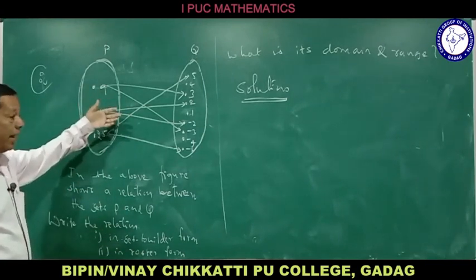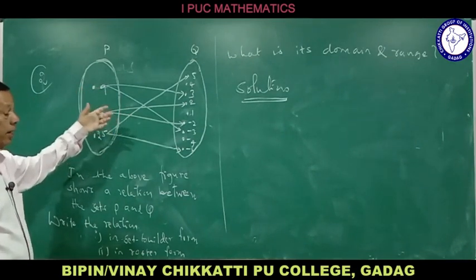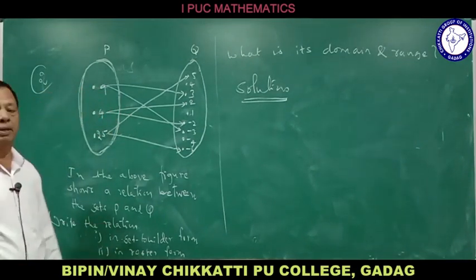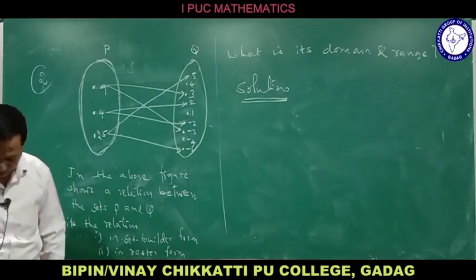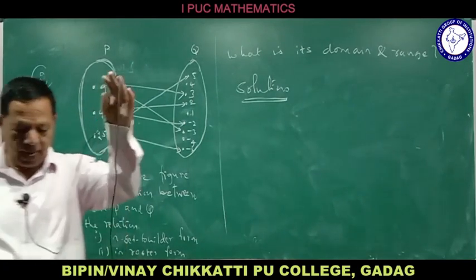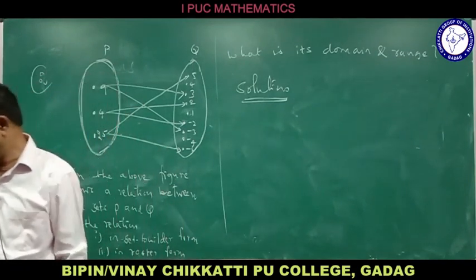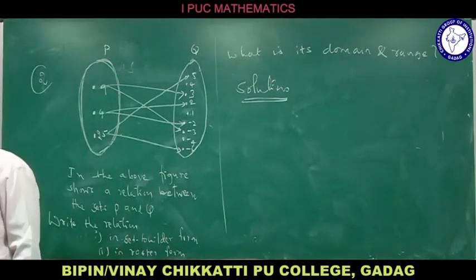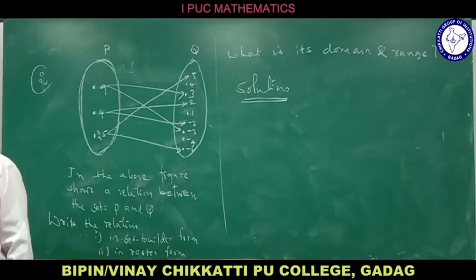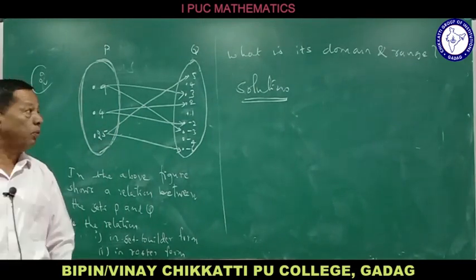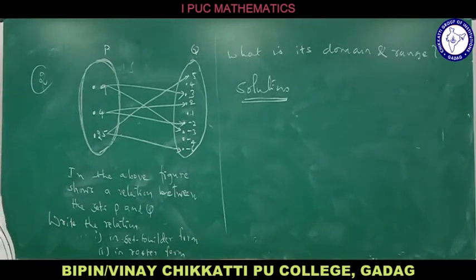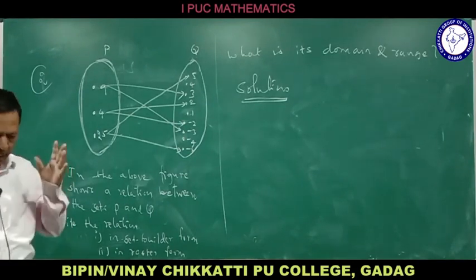The relation is shown in an arrow diagram, and you have to write it in both methods, set builder form and roster form. But here you have to understand how to read the relation. What relation is given? Look: 9, 3, minus 3, 4, 2, minus 2, 25, 5, minus 5. You have to look and understand.